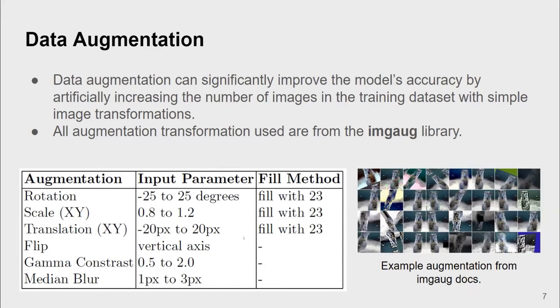Another interesting point is that using some geometric transformations generates new pixels on the image. The standard for the library is to fill these regions with the pixel value of 0. But in our case, the pixel value of 0 would be asphalt. So we took advantage of the undefined class and used the pixel value of 23 instead.